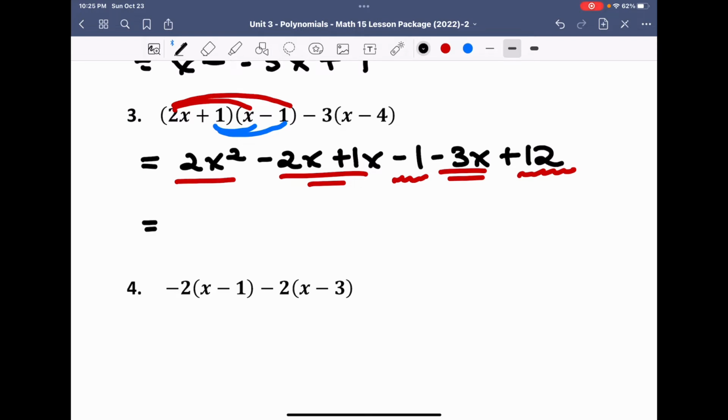Now, this is equal to 2x squared. Negative 2x plus 1x is negative 1x minus another 3x, that's negative 4x. And then negative 1 plus 12 is plus 11.